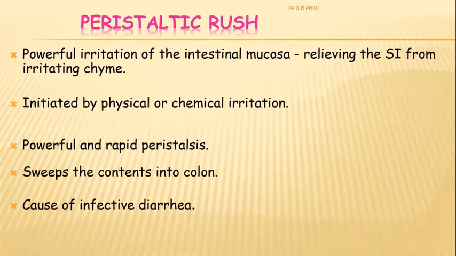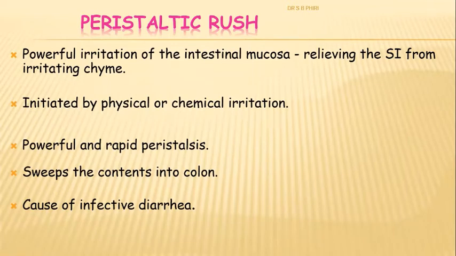Then sometimes you can have peristaltic rush that can result into diarrhea. So these peristaltic rushes are simply powerful irritation of intestinal mucosa. So if you have powerful irritation of intestinal mucosa, it's going to stimulate strong peristaltic contractions, so that whatever is contained within the lumen of the GIT that is irritating the GIT, it has to be removed from the GIT. So you have peristaltic contractions so that whatever is in there can easily move to the colon, and then you can defecate in the form of a diarrhea.